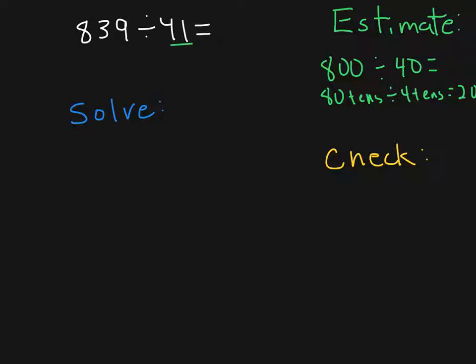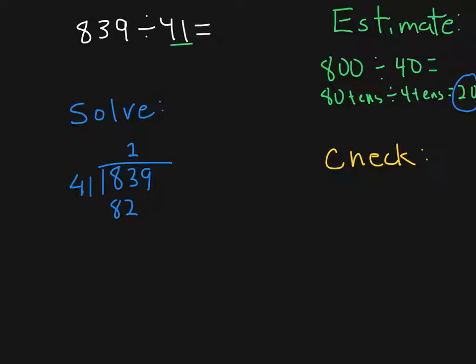So when I go to solve 839 divided by 41, I know that I have a 20, but I'm only going to write the 2 in the tens place. I know I have 2 tens. I'm not sure what's going to wind up in the ones place yet, but I know that that 2 is likely going to be the correct answer in the tens place. And 2 times 41 is 82.